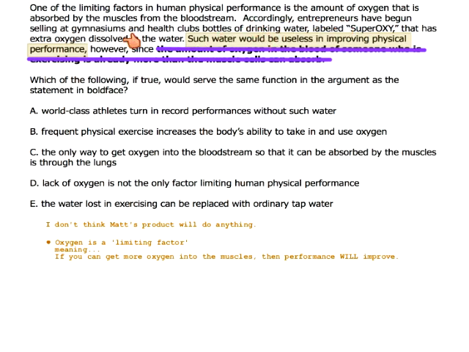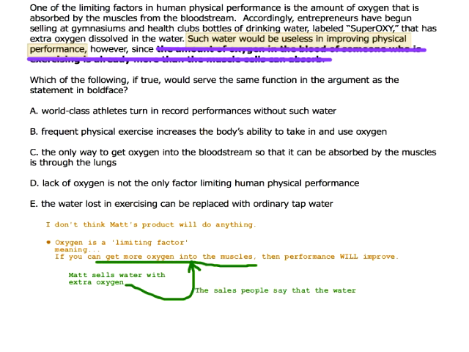So Matt is trying to sell a bottle of water with oxygen in it, if he thinks that's going to do it. So Matt sells water with extra oxygen. And the claim, the advertisement, is that it's going to do that. The people selling this stuff, the salespeople, say that the water will do this. Aha. So now we have a standard, because you want to argue against this.